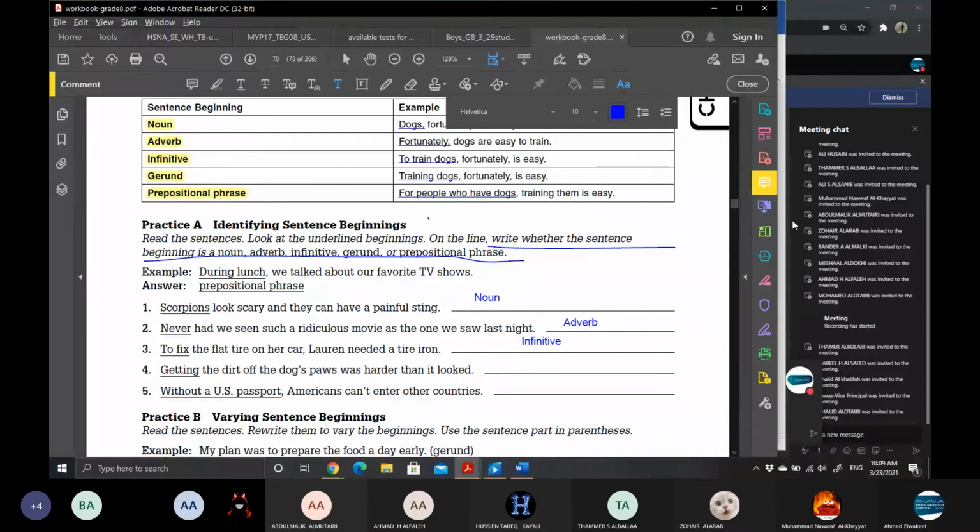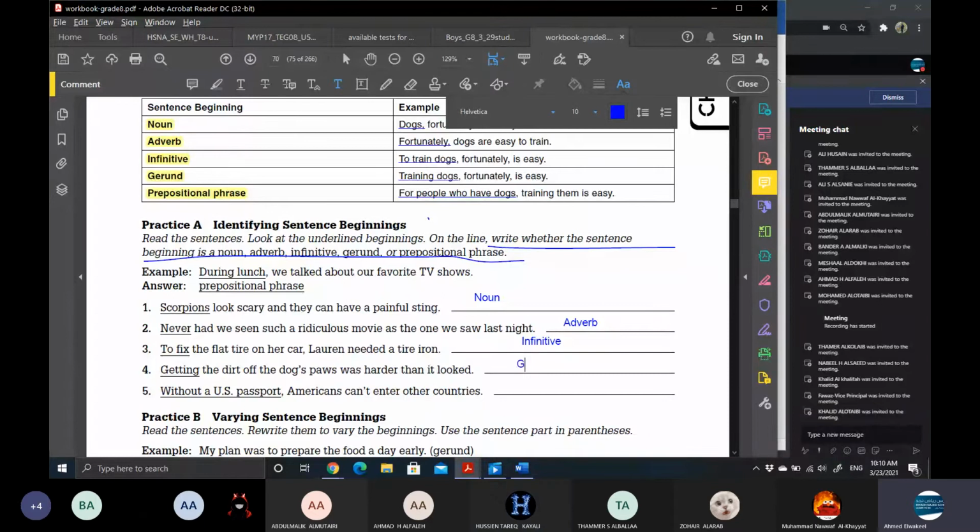And number four, Abdulaziz, you can answer in the chat if you don't have a mic. Getting the dirt off the dog's paws was harder than it looked. So "getting" here is a noun, an adverb, infinitive, gerund, or a prepositional phrase? Samer, Nawaf... Can I answer? Okay. Getting the dirt off the dog's paws was harder than it looked. It's a gerund. Bravo.